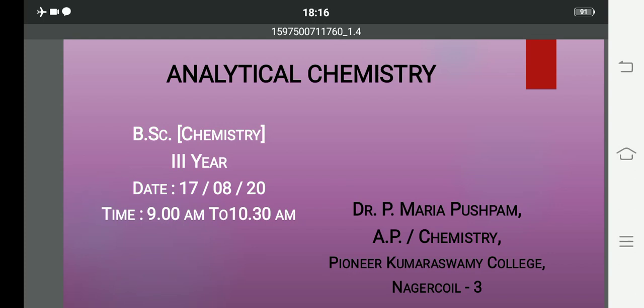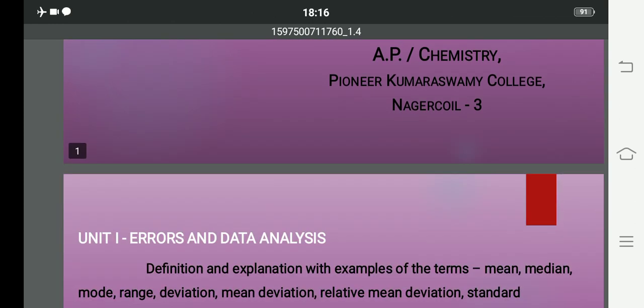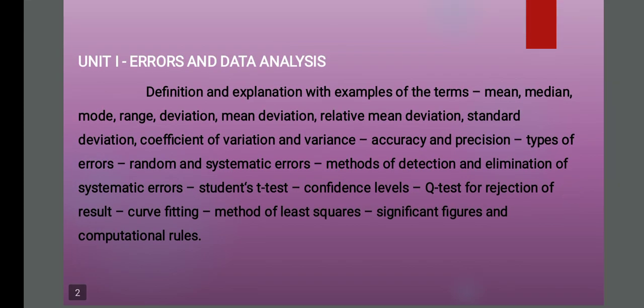This is Maria Pushpam, and for today's class, we are going to see types of error analysis and the methods to detect and eliminate the errors present there. In the syllabus, what is given there is types of errors, random and systematic errors, methods of detection and elimination of systematic error, Student's t-test, confidence level, and Q-test for rejection of results. So these are the topics we are going to see for today's class. Hope you are able to follow the previous classes, and now I'll start with types of errors.